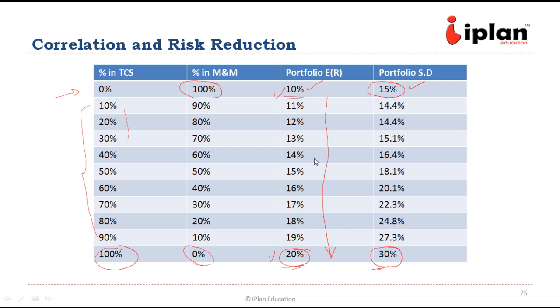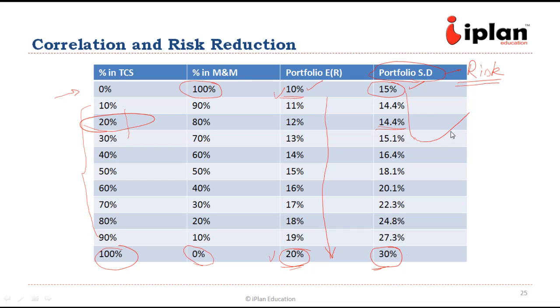Let us look at the standard deviation, which represents the risk. So this case is interesting. Here, the risk does not increase from 15% to 30% throughout, but it falls to 14.4% for this particular weight, and then it rises once again towards 30%. So for certain combinations, we can have the minimum risk of the portfolio.